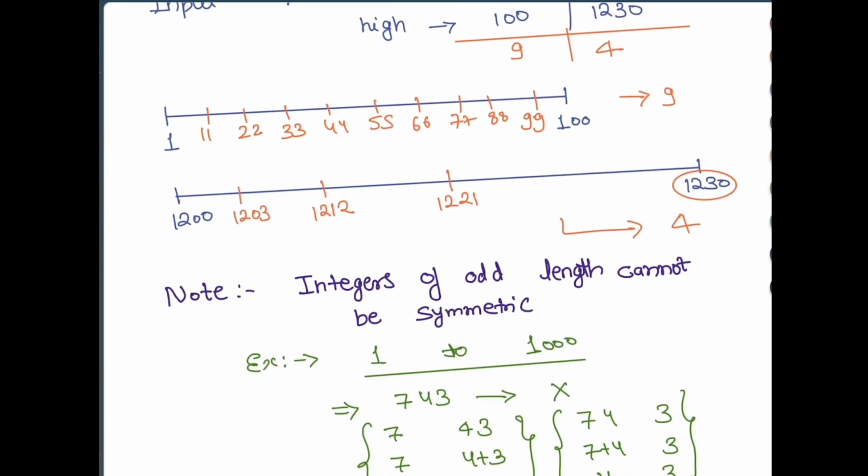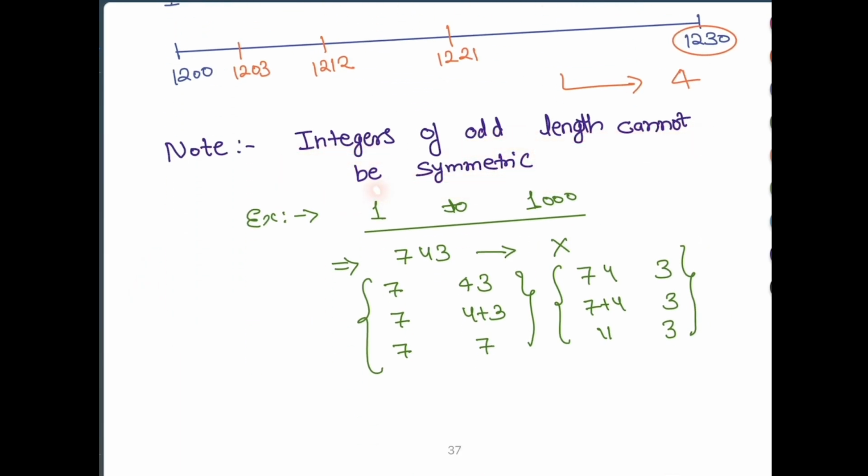Now there is one very important note in this problem: any integer which has an odd length cannot be symmetric. For example, if you have a range from 1 to 1000, then there is an integer 743. Now you might say that this is symmetric, but it is not. How can you say it is symmetric? If you break it into two parts, 7 and 43, for the first part, 7 is going to be your sum. For the second part, it is 43, so 4 plus 3, which is 7.